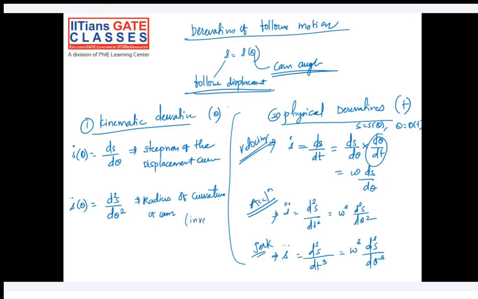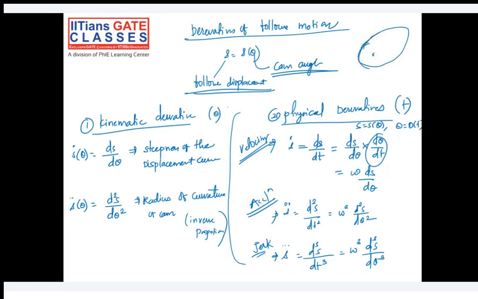Okay, so basically what does it mean? If this value d2s by d theta is higher, it means the radius of curvature is lower. At that location of the cam, the radius of curvature is lower. That's all. So we know cams are not circular. Cams are like this, correct? And here we have a smaller radius of curvature. Here we have a larger radius of curvature, correct?